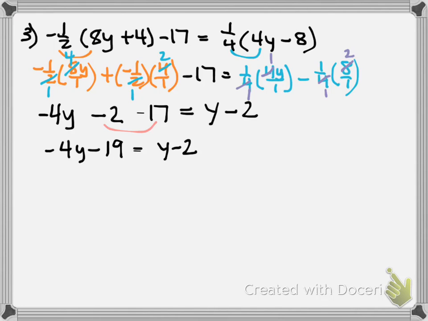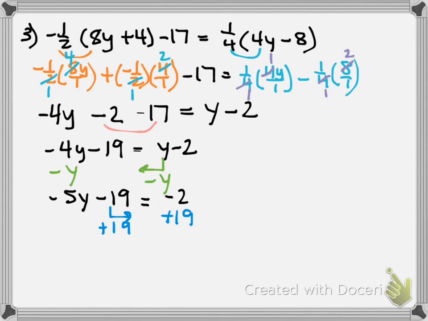And now I can start doing opposite operations. To get the y's on the left, the opposite would be subtracting y from both sides. That gives me signs the same, so I add and I get -5y minus 19 equals -2. And now I'm going to get the constants to the right, doing opposite operations. Opposite of subtracting 19 is adding 19. So I get -5y equals, now here the signs are different, so I'm going to subtract, bigger number is positive. 19 take away 2 is 17.